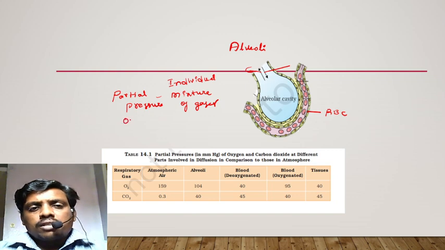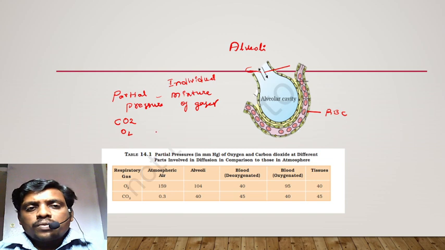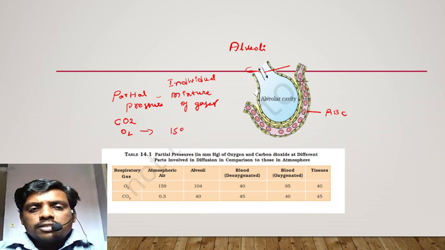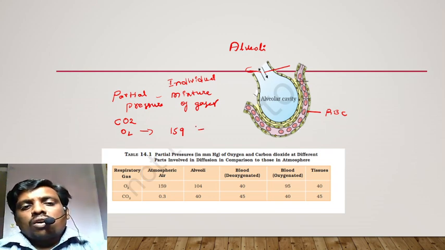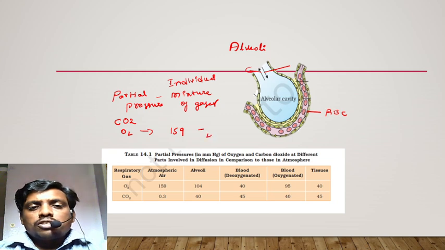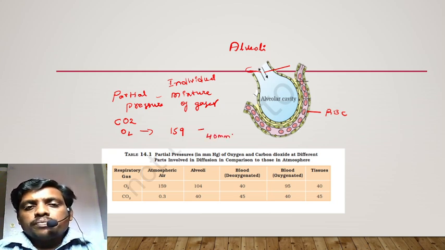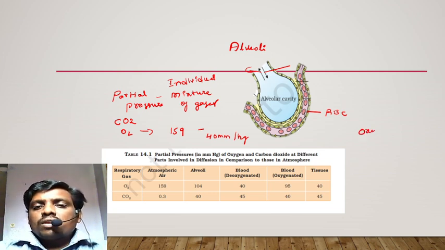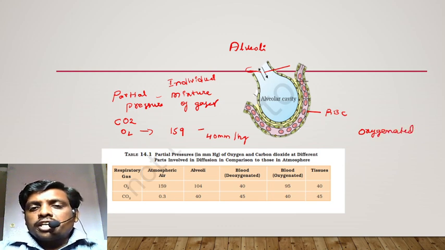Let us take the respiratory gases like CO2 and O2. Let us start with O2, which is present in the inhaled gas. Atmospheric pressure generally has 159 mm Hg. Alveoli has 104 mm Hg. Inside the alveoli, the oxygen partial pressure is 104 mm Hg. In the deoxygenated blood, the partial pressure of O2 is 40 mm Hg. No need to get confused. The deoxygenated blood also contains a little amount of oxygen. Whereas the oxygenated blood, its partial pressure will be 95 mm Hg.